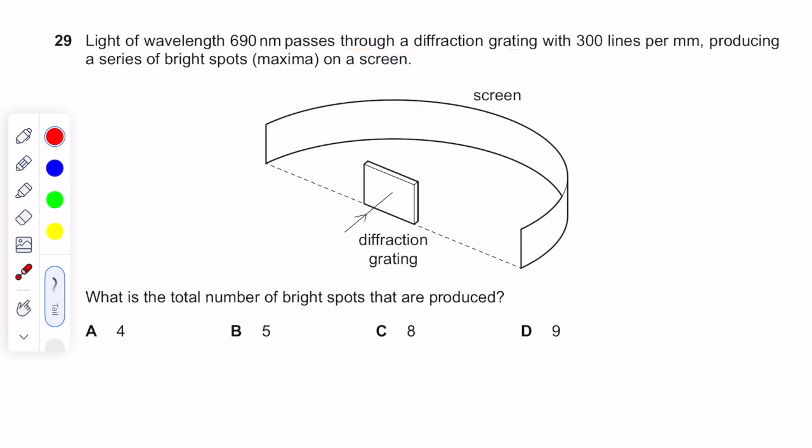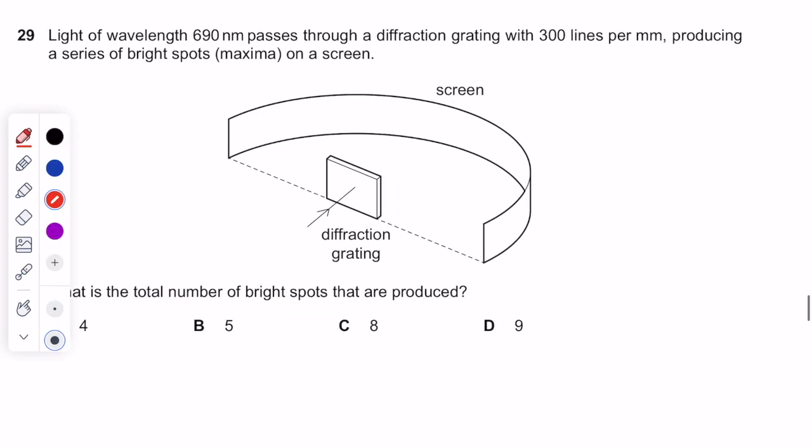Light of wavelength 690 nanometers passes through a diffraction grating with 300 lines per millimeter, producing a series of bright spots, or we call them maxima. What's the total number of bright spots? What's the diffraction grating equation? d sine theta equals n lambda, right?